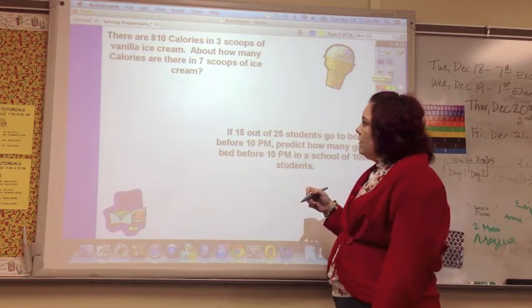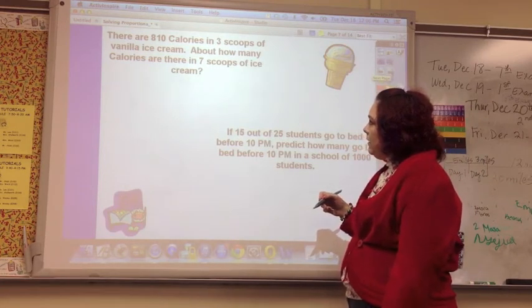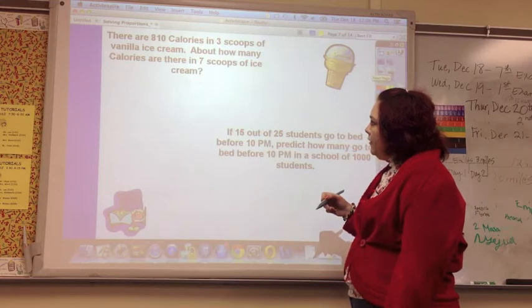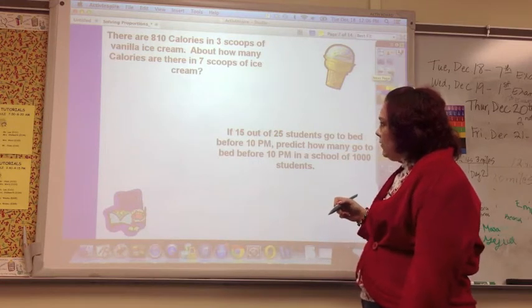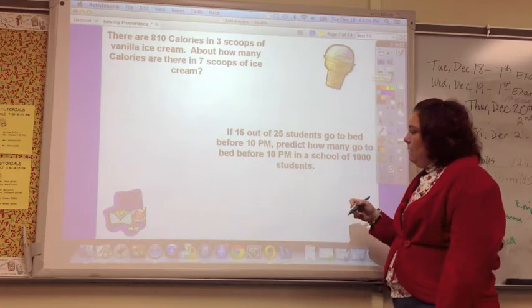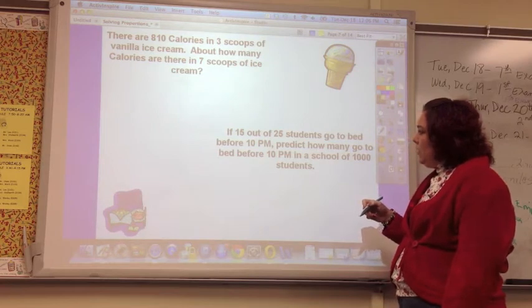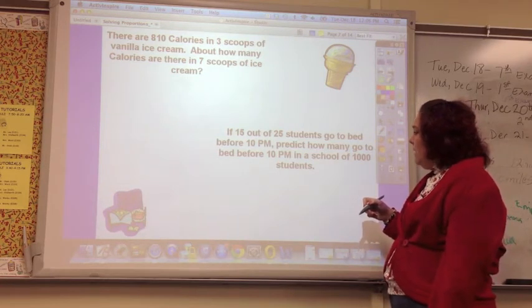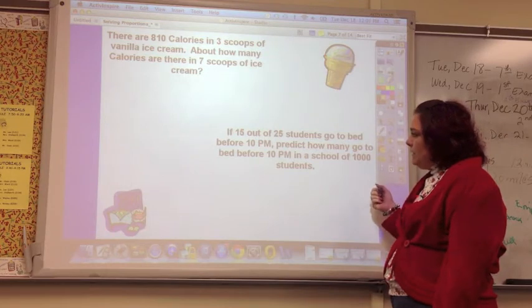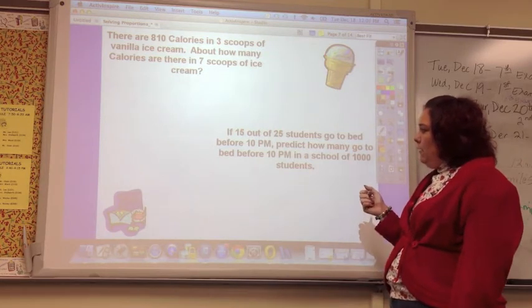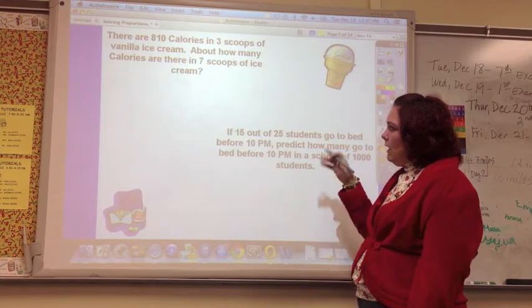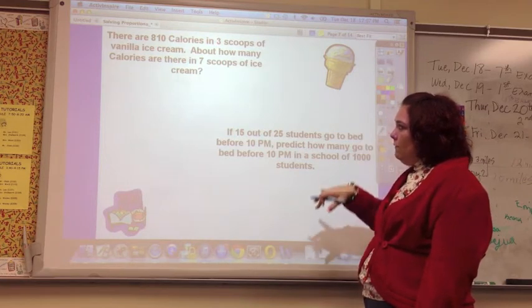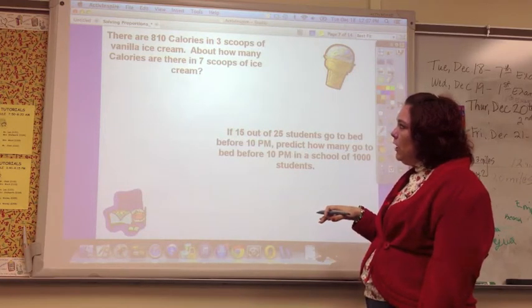Okay, there are 810 calories in 3 scoops of vanilla ice cream. About how many calories are there in 7 scoops of ice cream? And then if 15 out of 25 students go to bed before 10 p.m., predict how many go to bed before 10 p.m. in a school of 1,000 students. So go ahead and set up these ratios. See if you can come up with an answer.